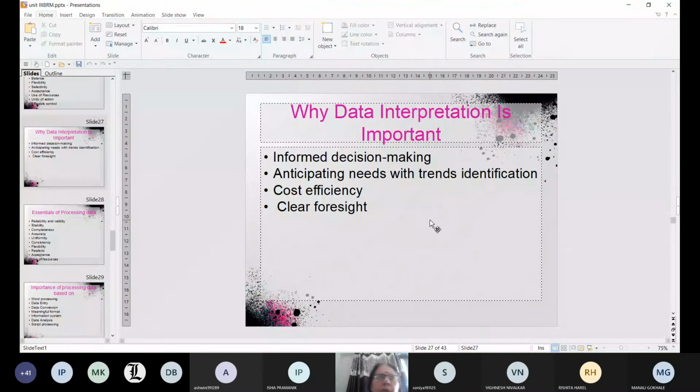Why is data interpretation important? Why are you doing research? You are doing research to find a solution to the problem. You have collected so much data, you are going to process it, analyze it so that you arrive at certain decisions. So data interpretation helps you to take informed decisions. It helps you to anticipate needs with trend identification. It helps in cost efficiency and clear foresight. Your vision for the organization can be met through this data interpretation.